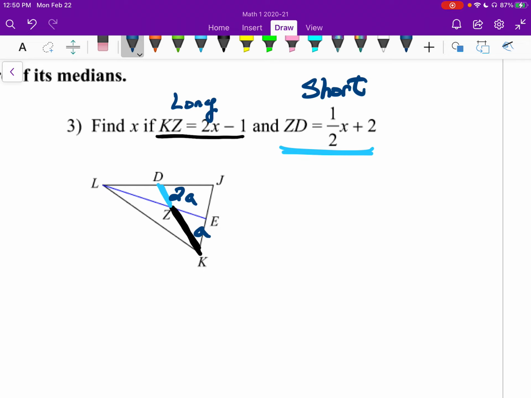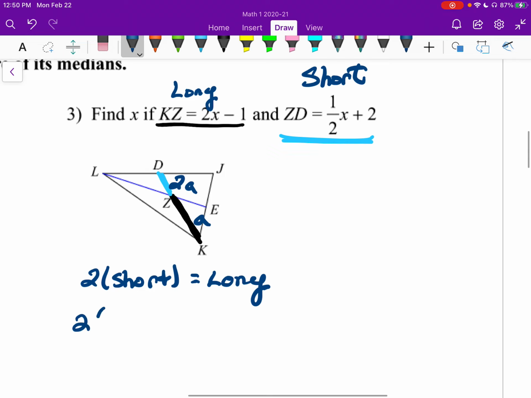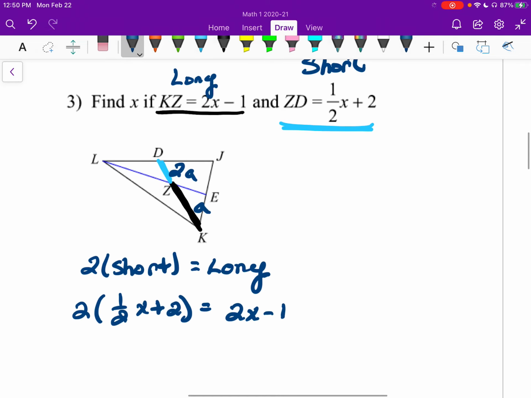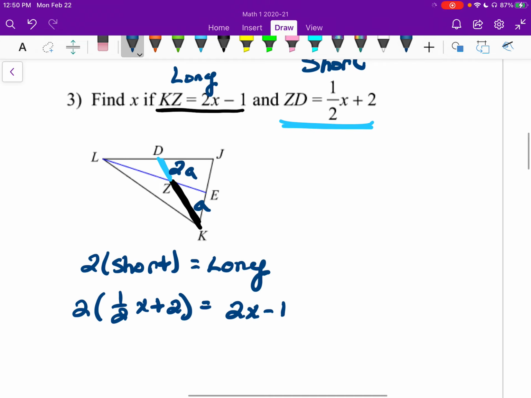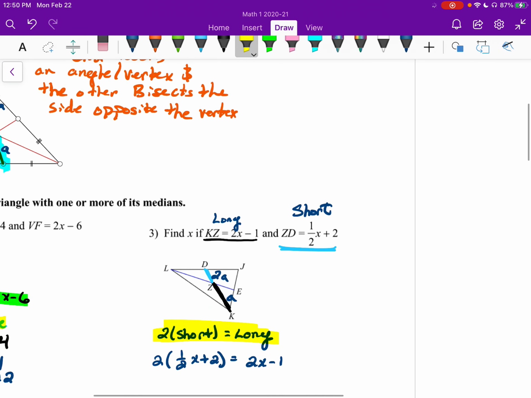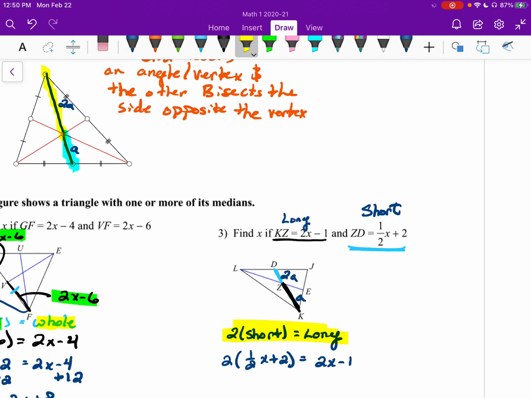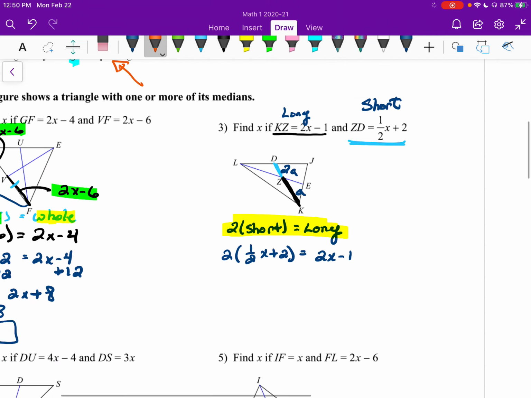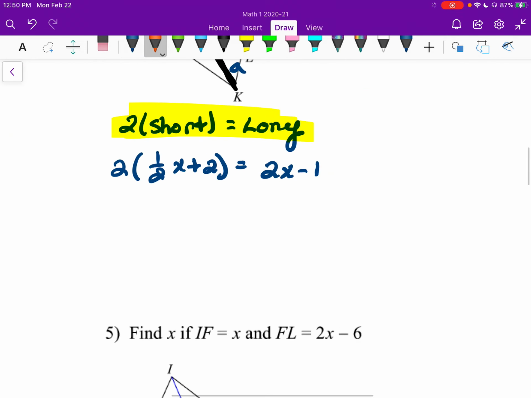So 2 times the short is equal to the long. So 2 times the short, which is 1/2 x plus 2, is equal to the long, 2x minus 1. Yeah, there we are. This might be something that we want to write down. That would probably go along well with the part that I had up there with the A's. That might be a little bit easier to follow.